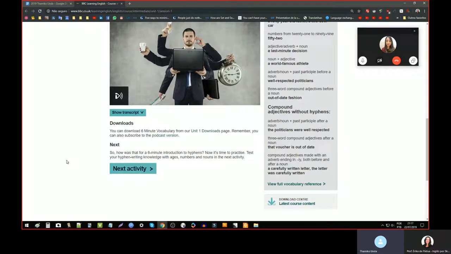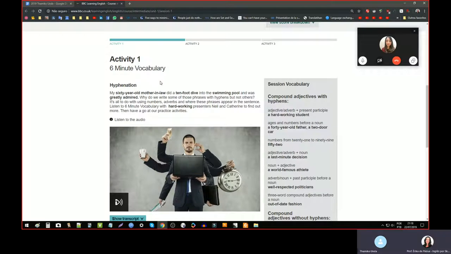For example, well-respected politicians, we use a compound adjective like that. But when we use, like here, the politicians were well-respected, we don't use the hyphen. And it was new for me because I've always seen this on the news, for example, and I didn't know why it was this way. Sometimes I saw it one way, sometimes in another way. But here you have to be careful. I think this has a bit to do with style, and this is a British site. I don't know if the rules are the same for American English. There might be a variation, I'm not sure.